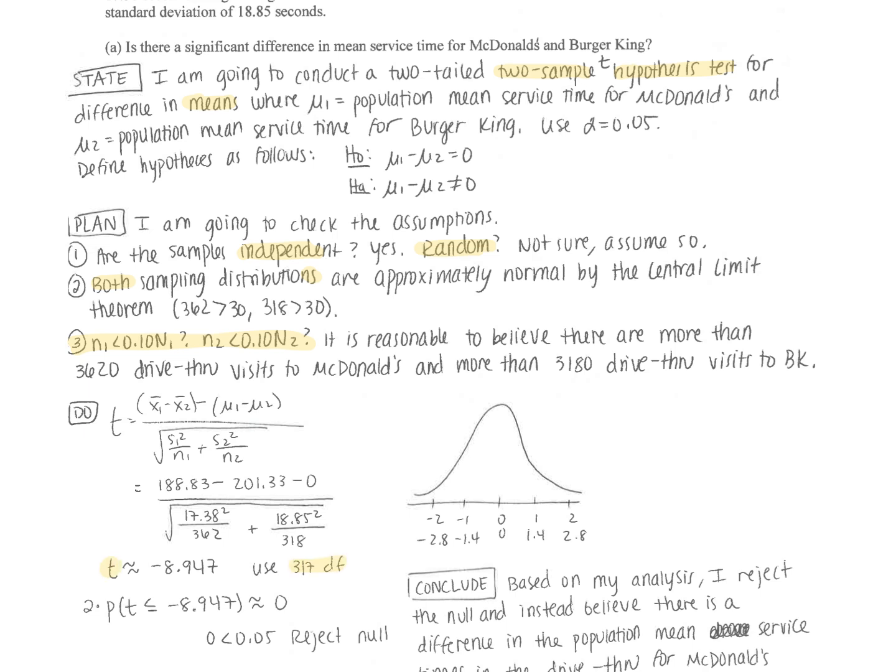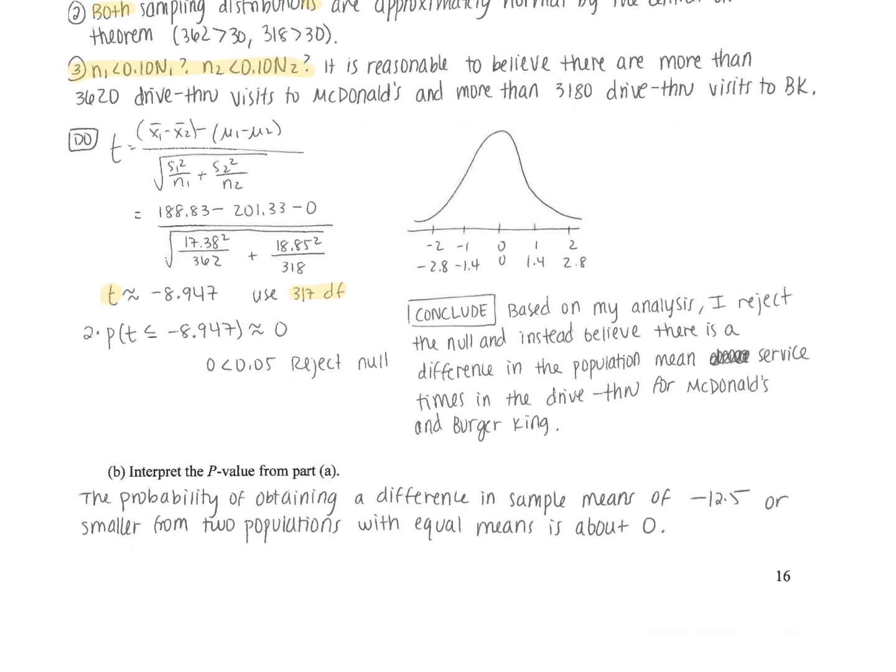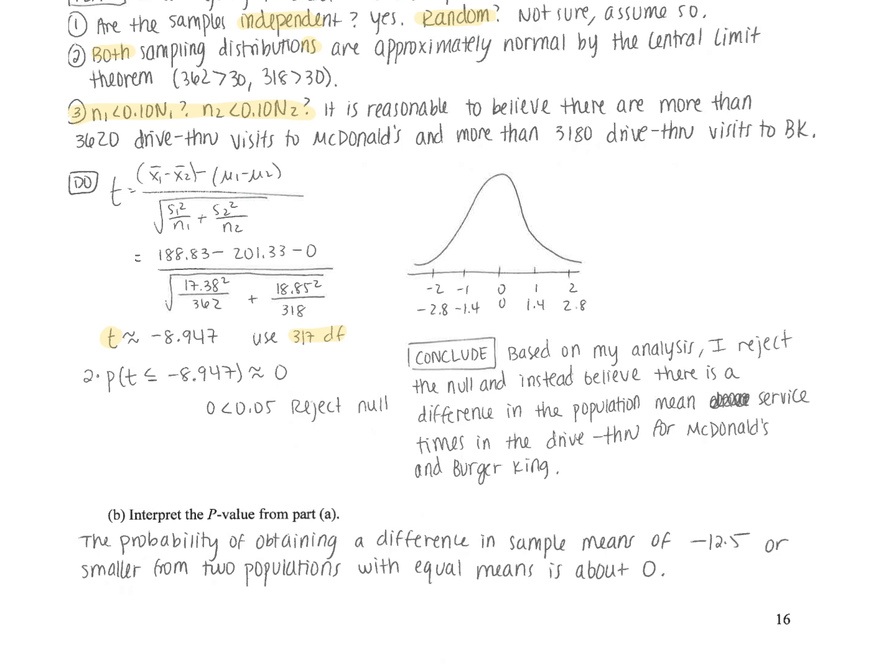Please make sure you used T. A lot of times what I see is that we write T all the way up in the first step, but then we start to use Z. So T needs to be there. And we say, yes, there is a difference in the mean service times. And then we should have interpreted the p-value. My interpretation is going to be a little different probably than yours. So a lot of this is very similar to what we've been doing.